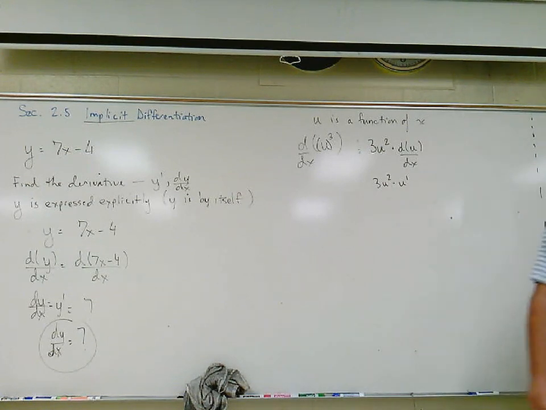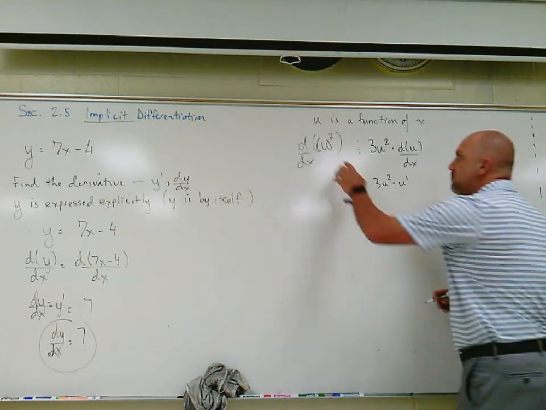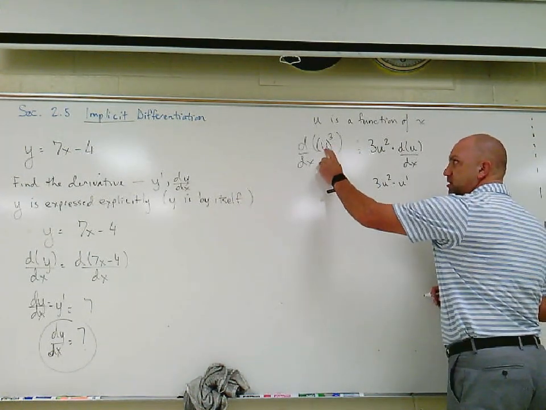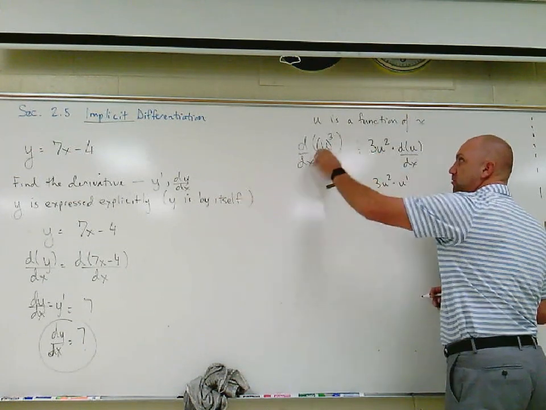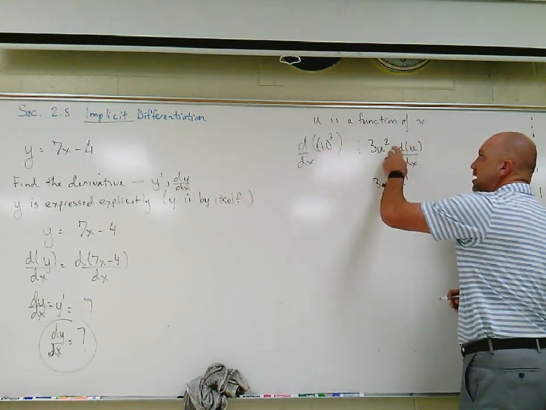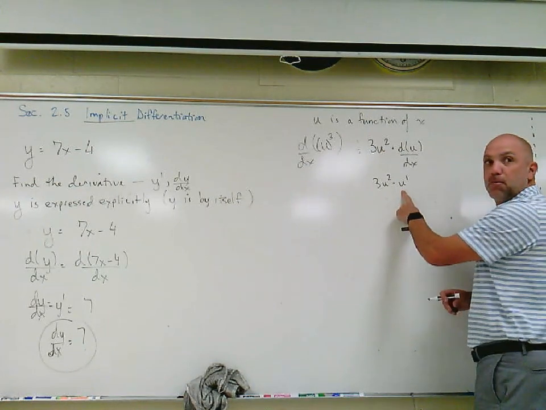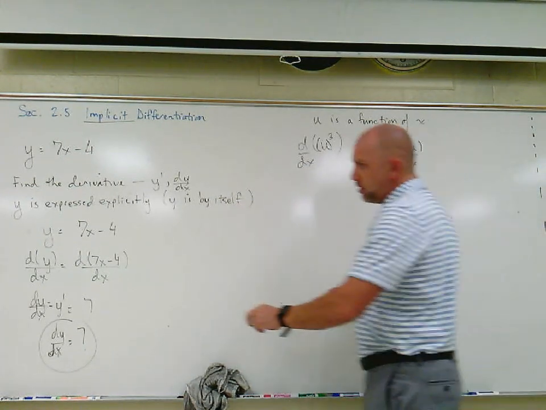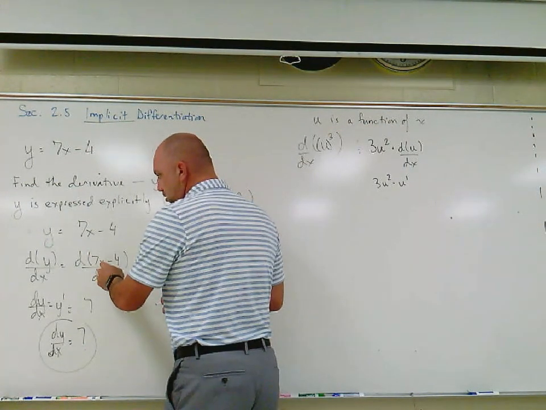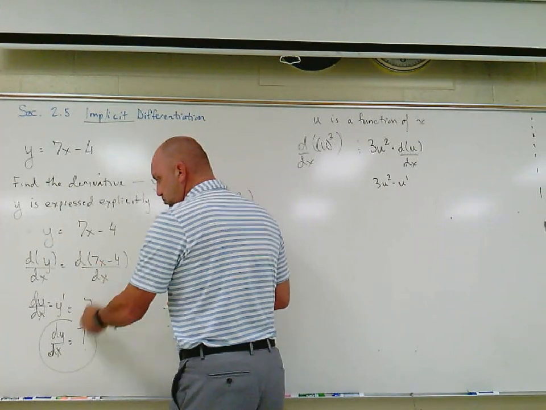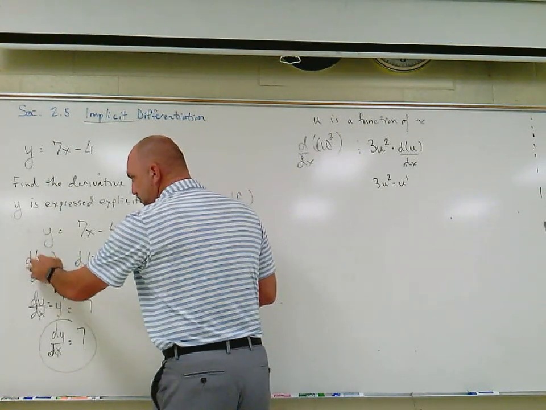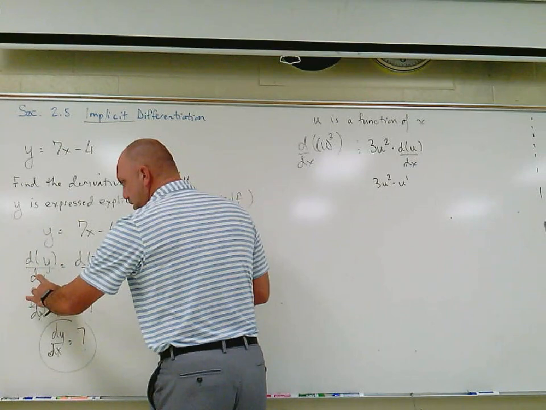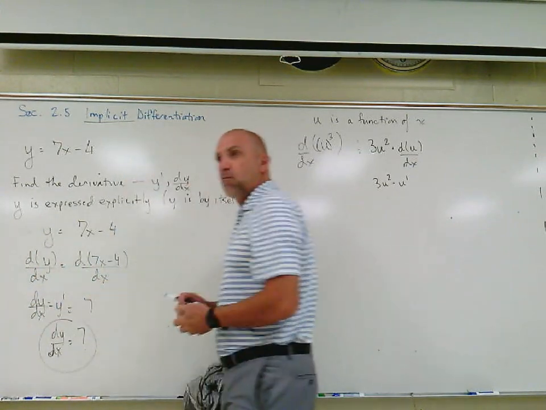So my point is, notice, the variables don't match here. This is a u, which represents a function of x, and this is with respect to x. That's how I know that I'm going to end up with a u prime on the end. Notice over here, there's no x prime, because the derivative of x with respect to x, we just get 7. But derivative of y with respect to x, we have to put y prime.